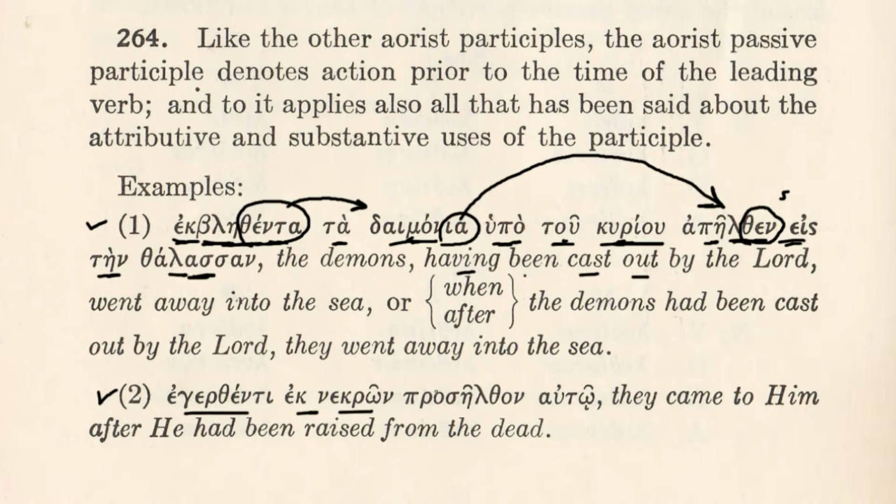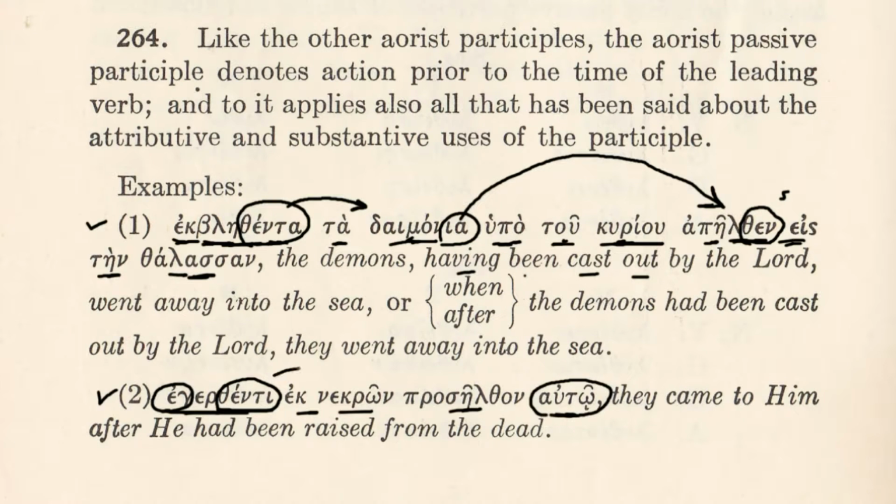Egerthinti ek nekron proseilthon auto. Egerthinti. Well, notice here that we are dealing with the verb egero, which means I raise up. This is the aorist passive stem, egerthinti. This is not an augment, of course, because the original verb has the epsilon to begin, so egero, egerthinti. We have here the masculine dative singular, so I know that somewhere in this sentence I'm going to have a masculine dative singular word, and of course, lo and behold, there it is, auto.